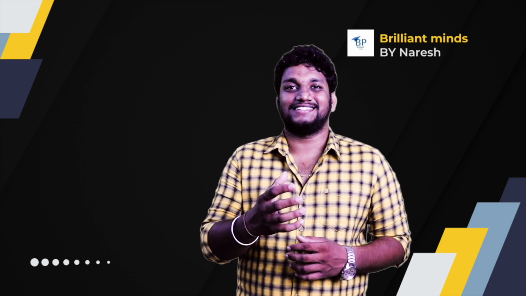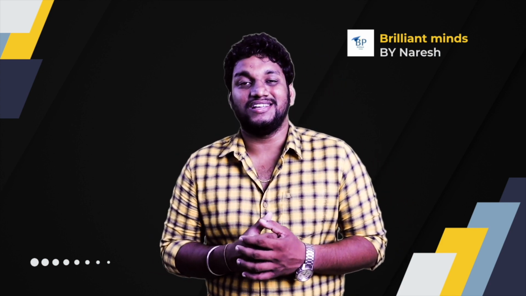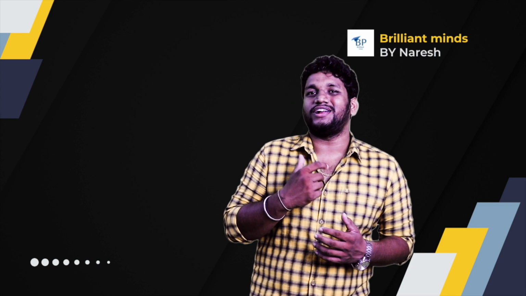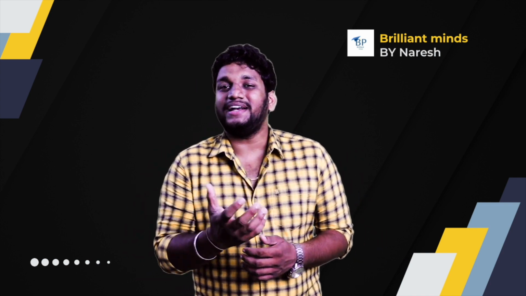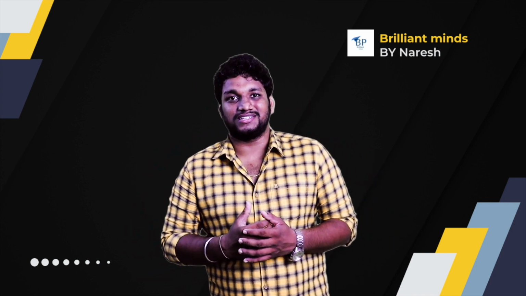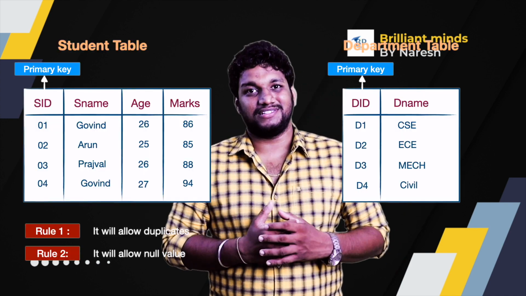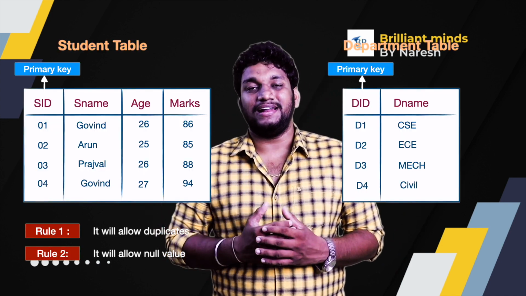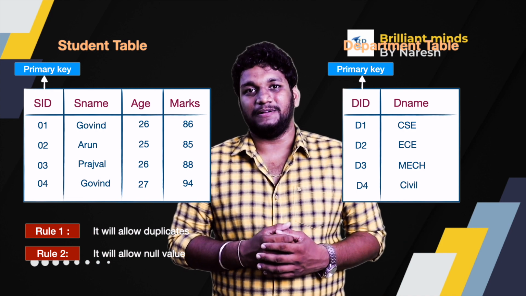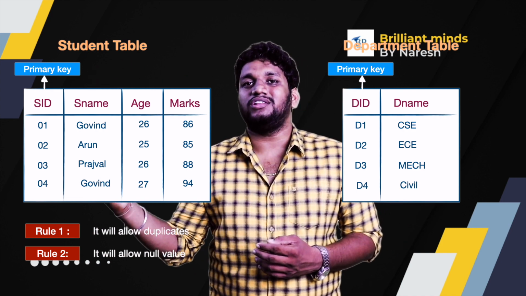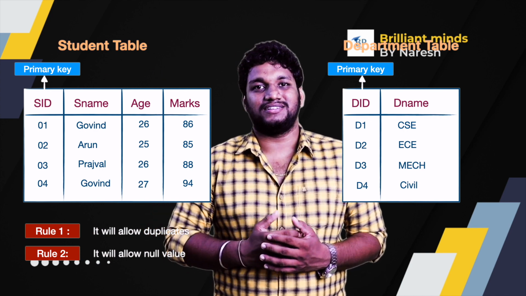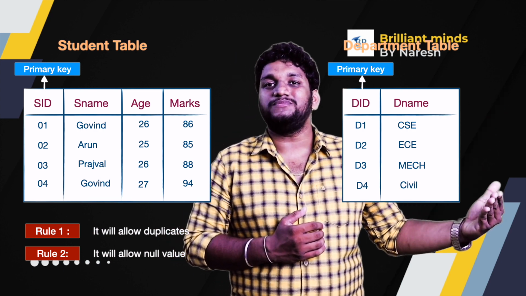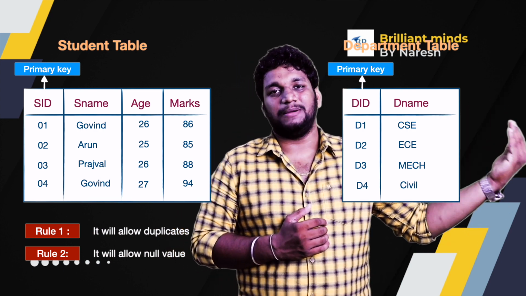The next constraint we are going to use is foreign key constraint. What is this foreign key constraint? Foreign key constraint is going to make the connection between two different tables. Let me take one example to explain this. Here I have two different tables. The first one is the student table and the next one is the department table. Now in the student table, what are the columns you have? Student ID, student name, age and marks. In the department table, what are the columns you have? Department ID and department name.